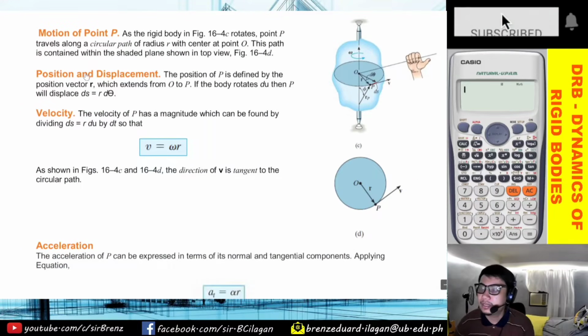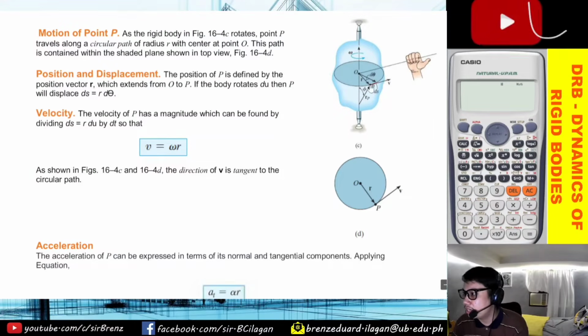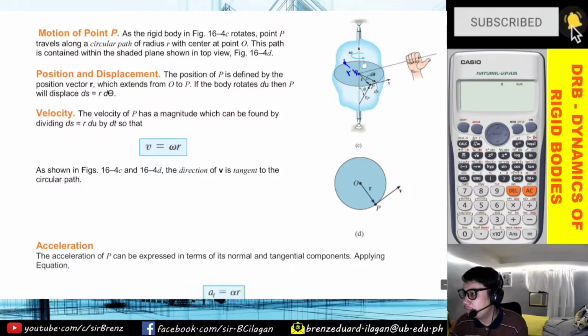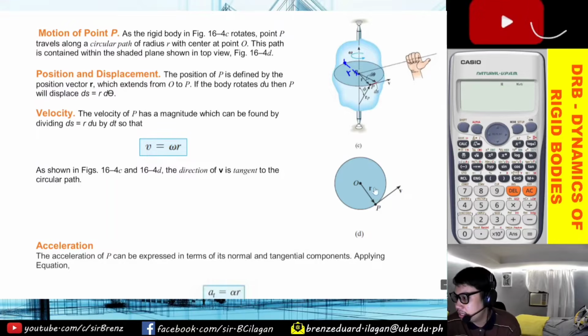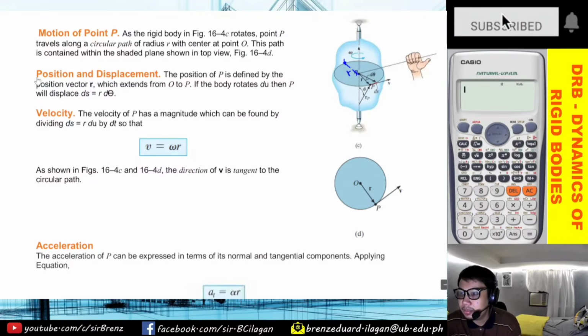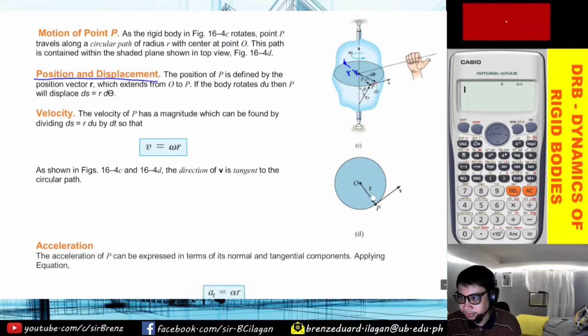Okay, so motion of point P. As shown in the figure, as the rigid body in figure 16-4C rotates, point P travels along a circular path of radius r. So, it rotates at a distance of r. This is your P, and it acts on the boundary of our circle. This path is contained within the shaded plane shown in the top view in 16-4D. The position of P is defined by the position vector r, which extends from point O to point P, or this is the radius.